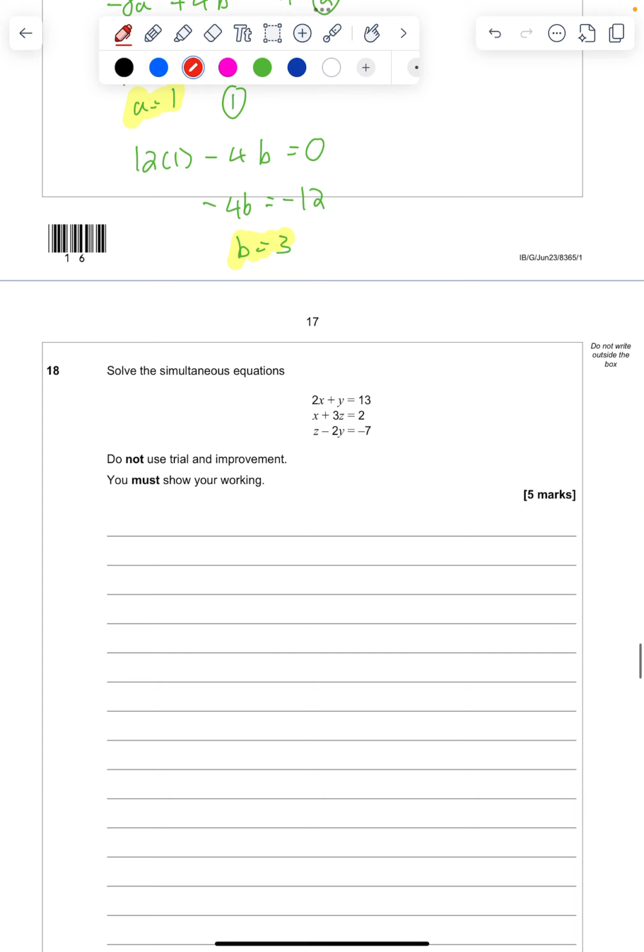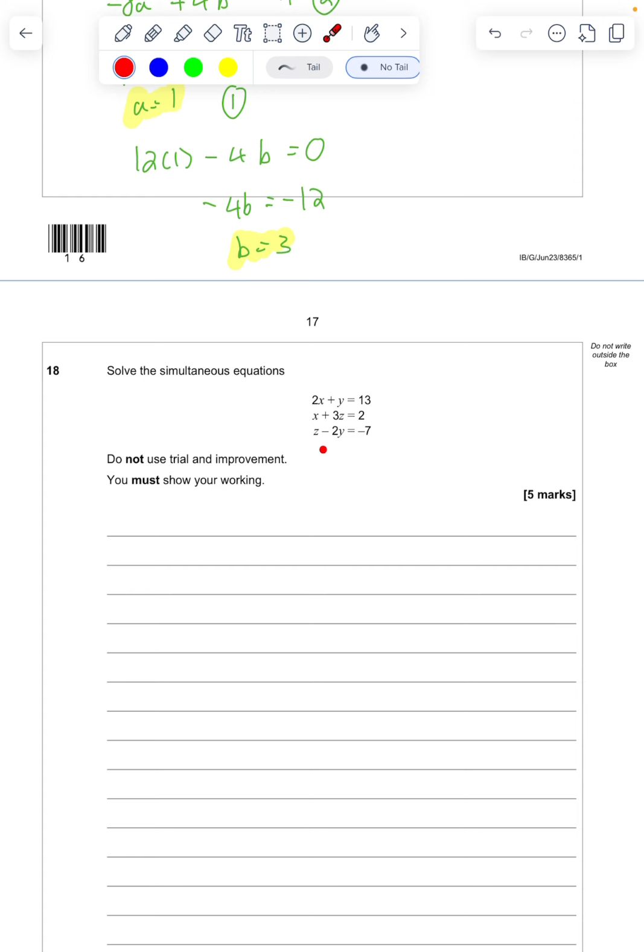Good. Question 16, you've got to solve these simultaneous equations. Right, what's going on here? So you've got two unknowns. Okay, so it's not like the one where you've got 3 unknowns in 1. Now, what am I thinking here? I am thinking, I've got 2x and a y, I've got x and a 3z, and I've got this.